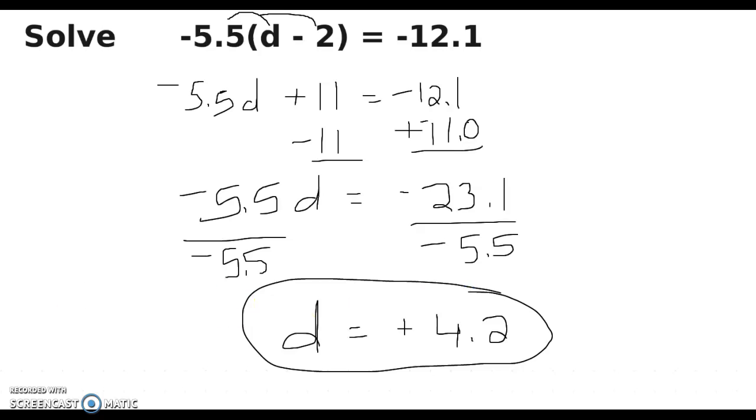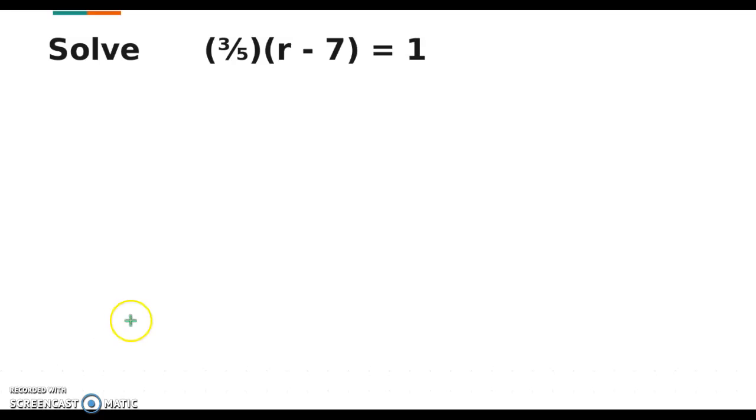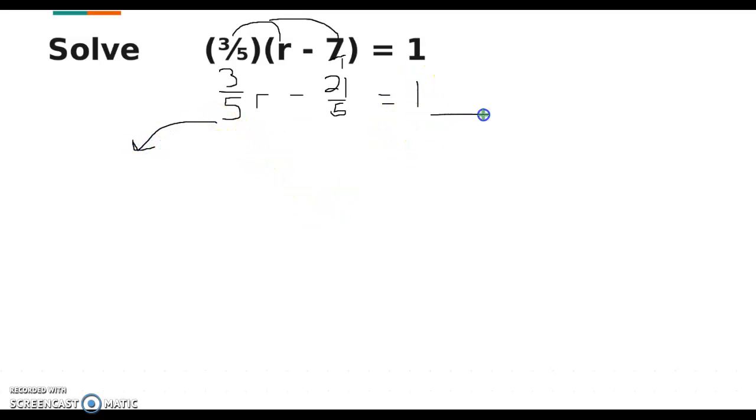Look at another one here. This time we have a fraction, and we're distributing a fraction. 3/5 multiplied by r minus 7 equals 1. We're taking the 3/5 and we are going to distribute it. So then we have 3/5 r minus 21 over 5. To help you see that multiplication, it may help to write 7 as a fraction by saying 7 over 1, and we're equal to 1. Now there are two ways to approach this problem. I will show both ways.